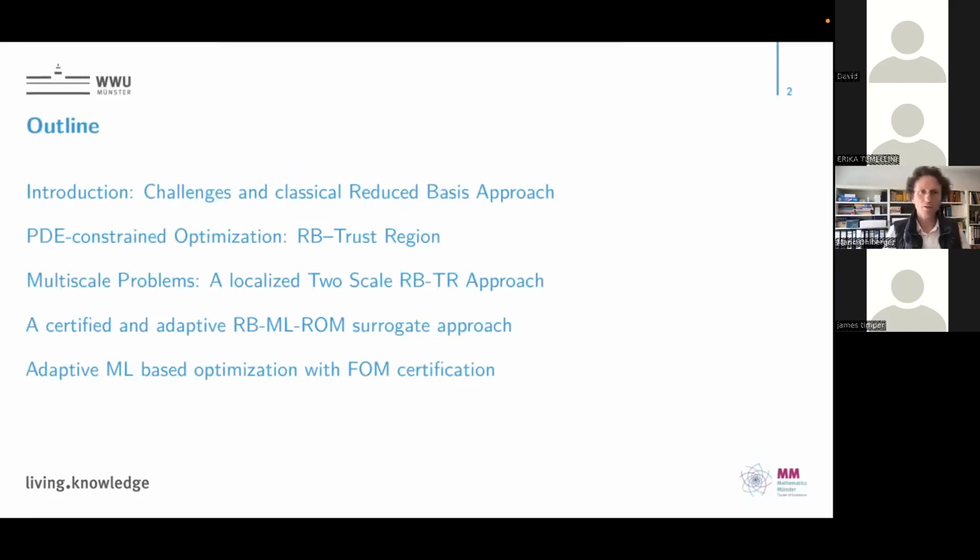I will have a small introduction and then go to PDE constraint optimization and give you the general context of so-called reduced basis trust region methods, where the major idea is that we build the reduced space and surrogate model in the outer loop of the optimization algorithm. Then I will go towards more advanced applications and discuss multi-scale problems in this context. And finally, I go to more complex problems, for instance, time-dependent problems, where also machine learning comes into this business.